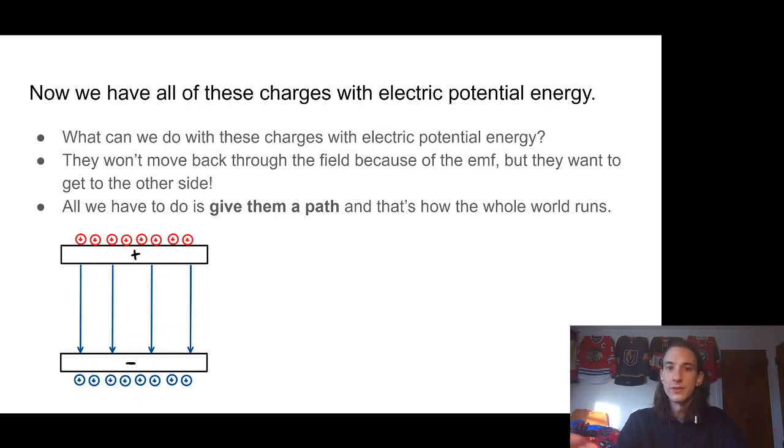So now they want to do something. They want to go somewhere. They want to do work on some sort of system. They want to get rid of that energy. So all we have to do is give them a path. And pretty much giving these charged particles with electric potential energy a path, that's how the whole world runs now. This is electricity. This is how we make electricity.